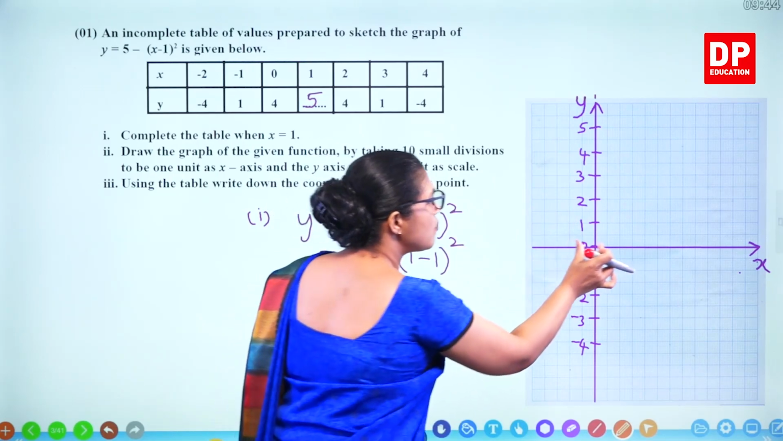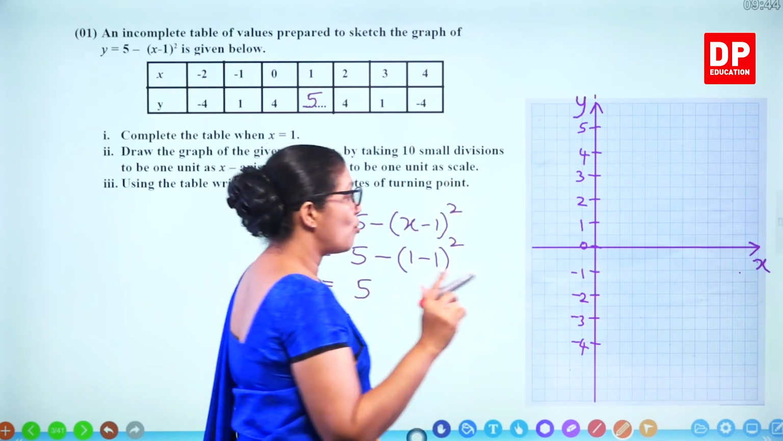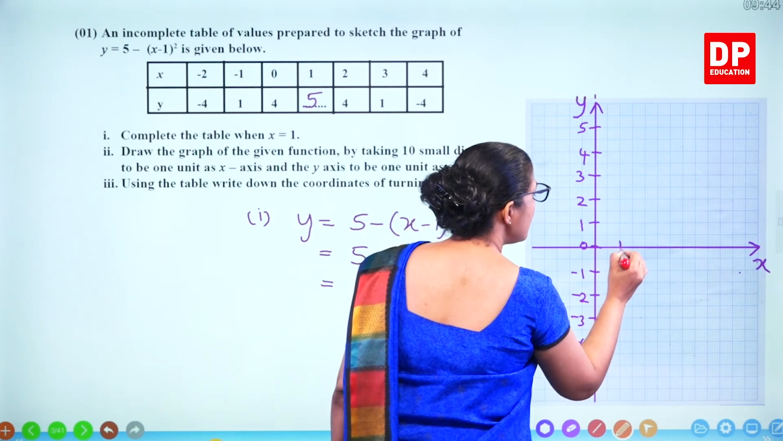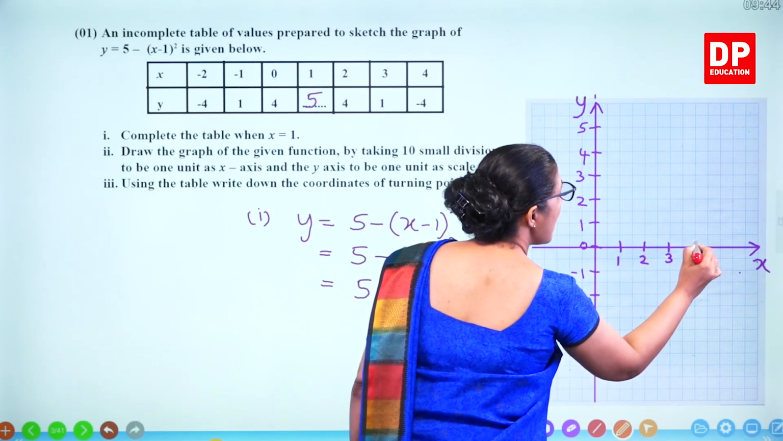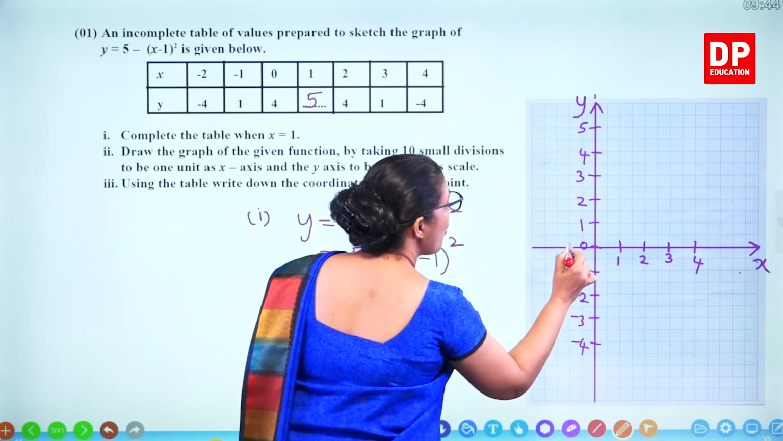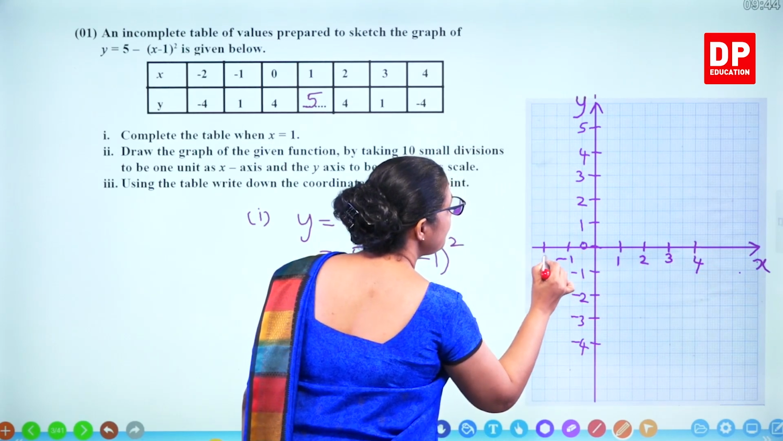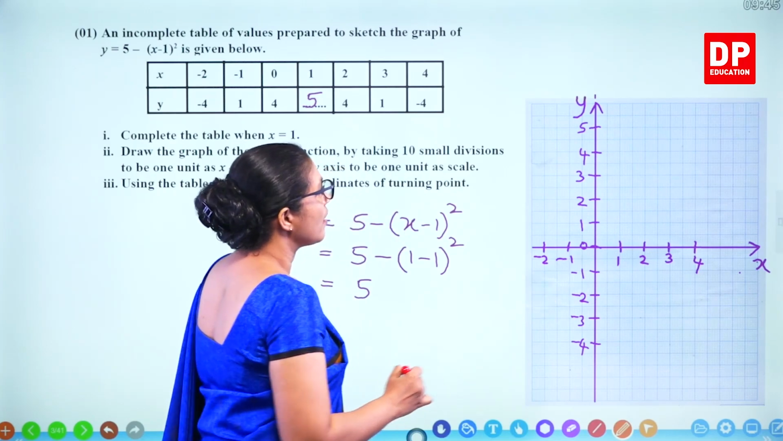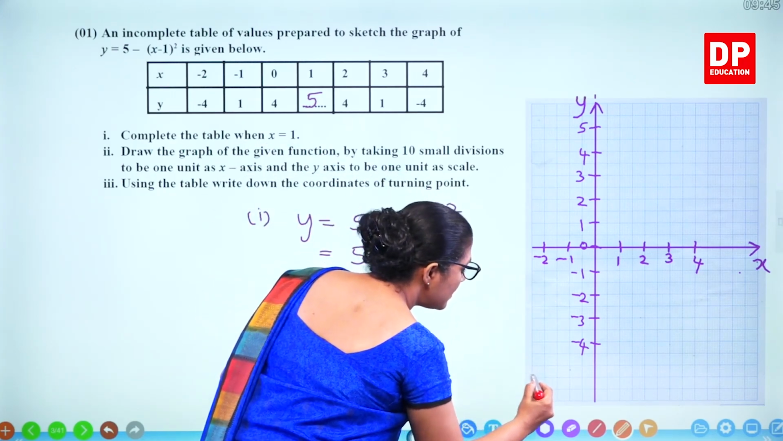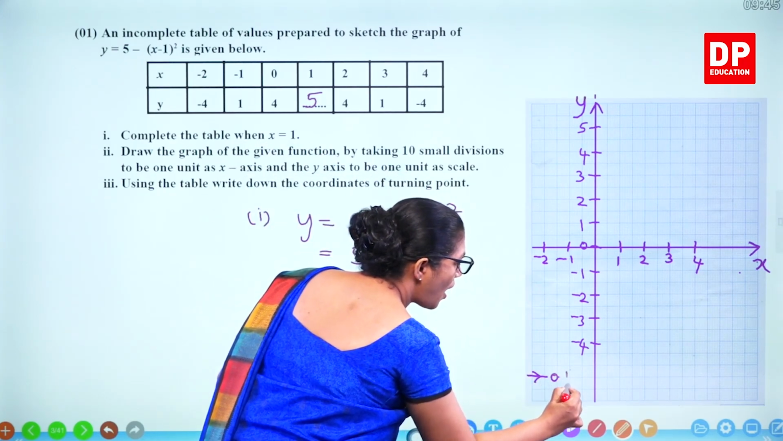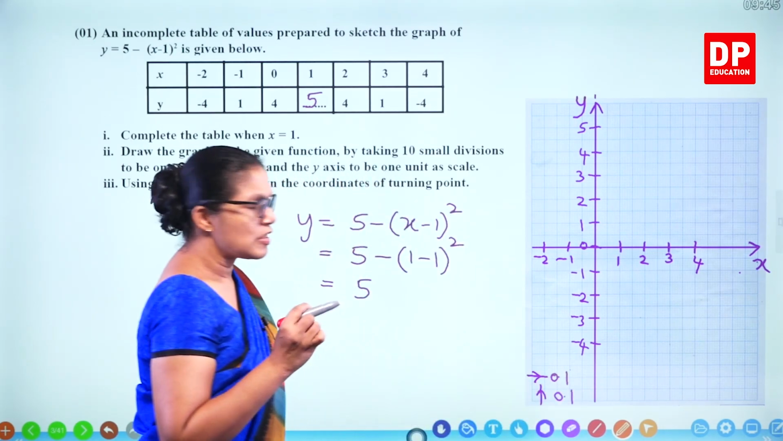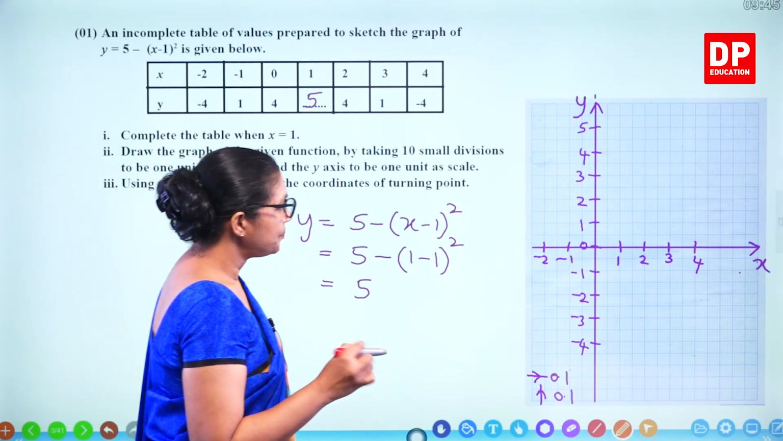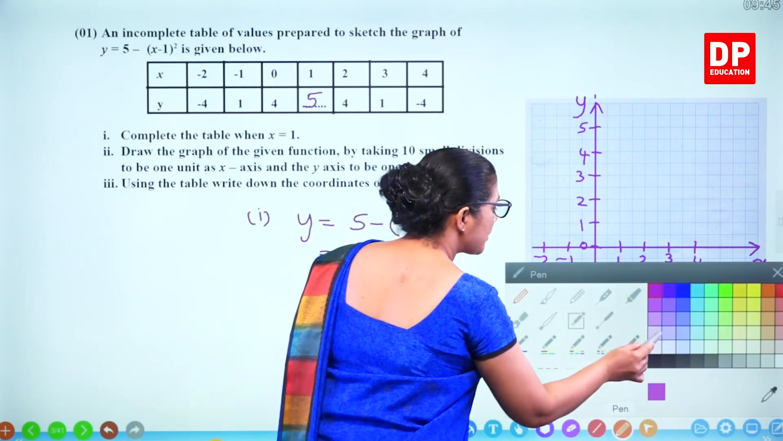And 10 small squares is 1 unit. So what's the scale for a small 1 unit? 1 over 10, that's 0.1. So you can mark the scale this way 0.1 and this way also 0.1. 1 small square is 0.1. Next step is to mark the points.